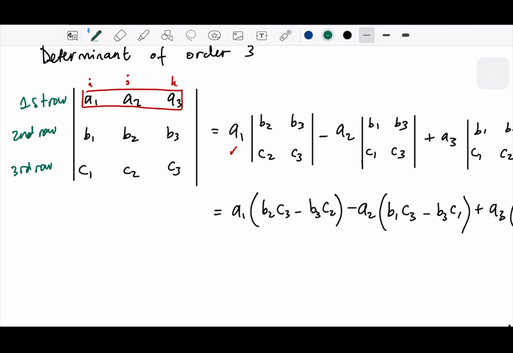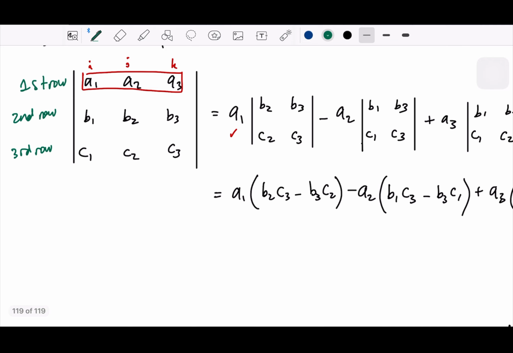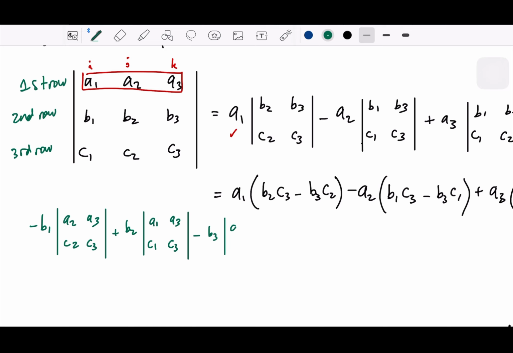For example, if we want to take the third row, then we need to write B1, but we need to multiply with negative, and then multiply with A2, A3, C2, C3, and then plus B2, A1, A3, C1, C3, and then minus B3, A1, A2, C1, C2. And you could also take the third row, but the third row will be plus, minus, plus. So it's actually a pattern within the matrix. It's called the covector, but we'll learn later in more detail. We are going to multiply with positive, negative, positive, negative, like that.